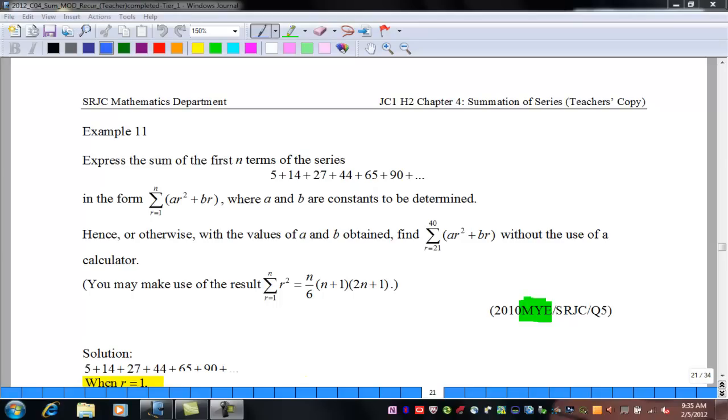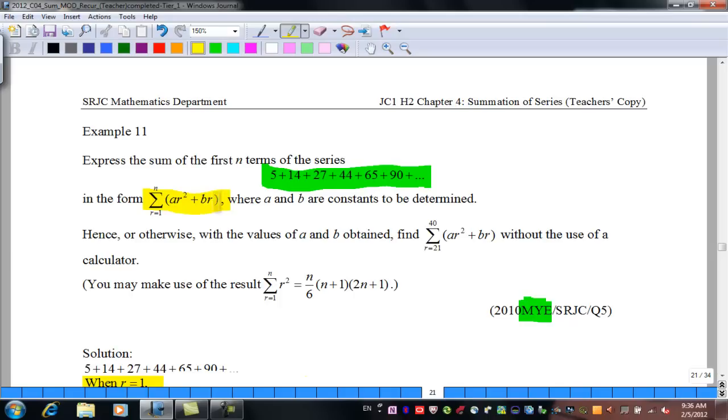Now that you have had some time to look through the example, let us work through this question. We will begin by looking through the question and highlighting the points that we need to take note of. We are first told to express the sum of the first n terms of the series, which is given as such, in the form summation from r equals 1 to n of ar squared plus br.